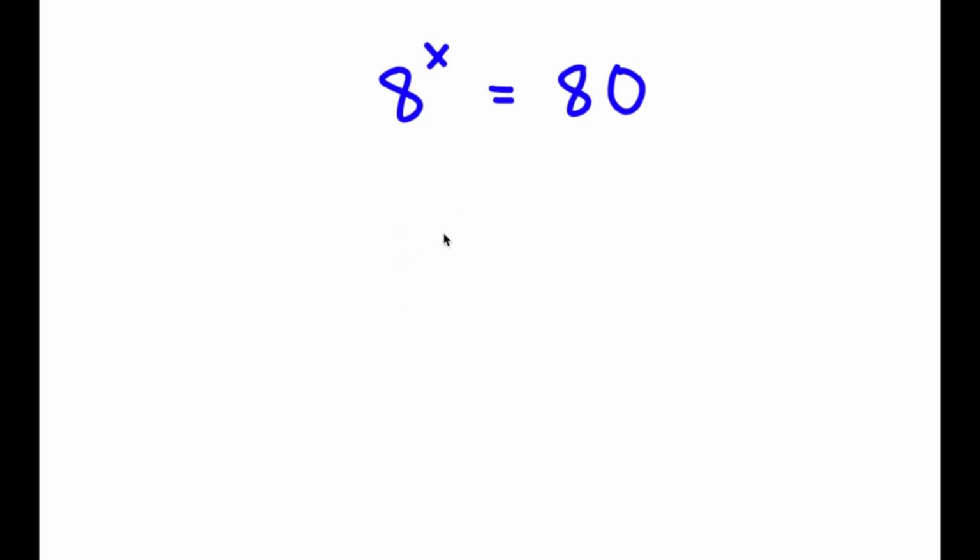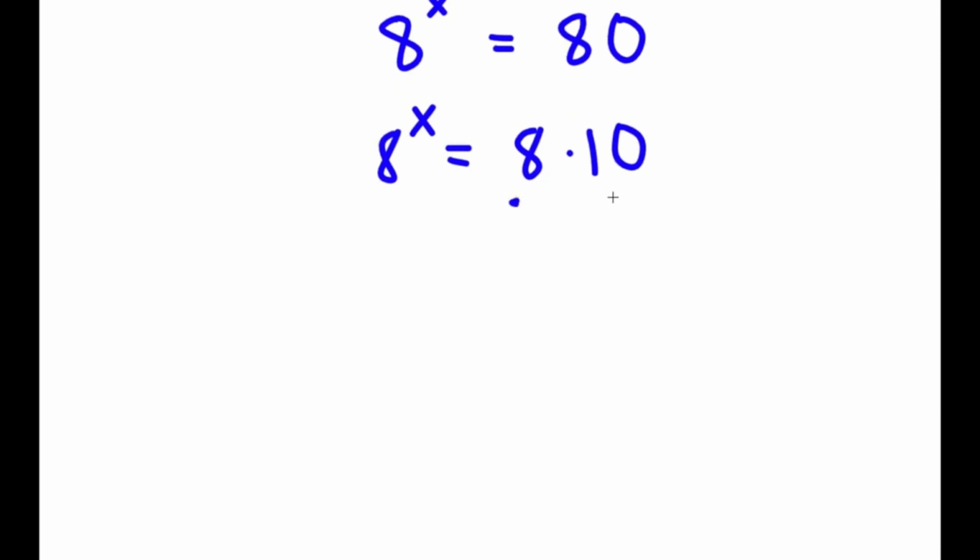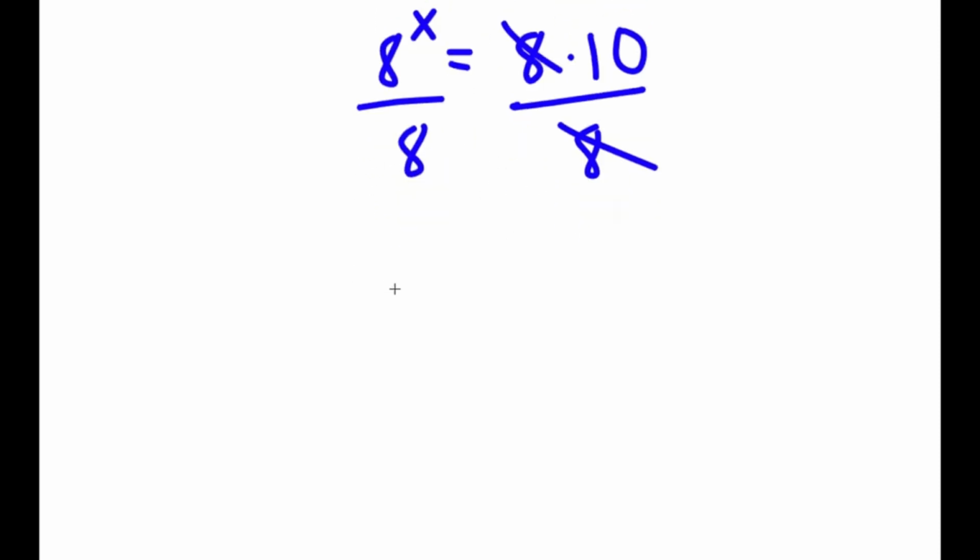Alright, so in this problem, I have a to the power of x is equal to 80. So to solve this, I'm going to first rewrite 80 here as 8 times 10. So now I have a to the power of x is equal to 8 times 10. And now I'm going to divide both sides by 8. So now I have a to the power of x over 8 is equal to 10.